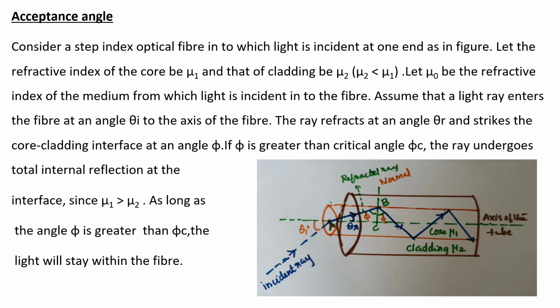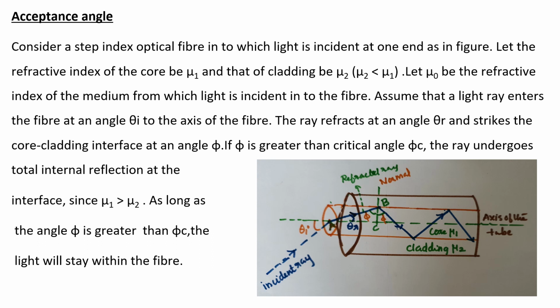Here a step index fiber is shown in the figure. Let mu1 be the refractive index of the core region and mu2 be the refractive index of the cladding region, and mu1 will be greater than mu2 to satisfy the condition for total internal reflection.